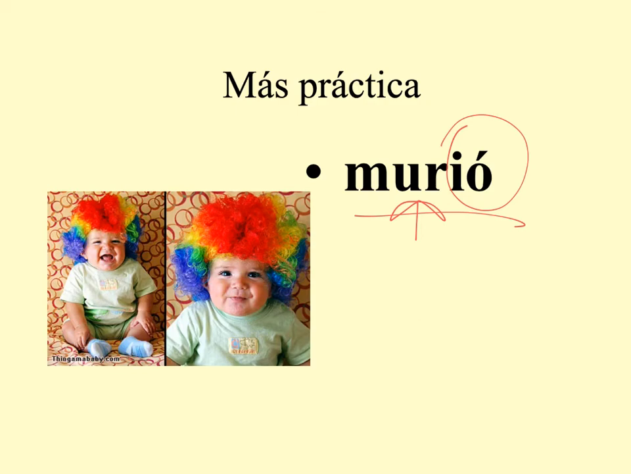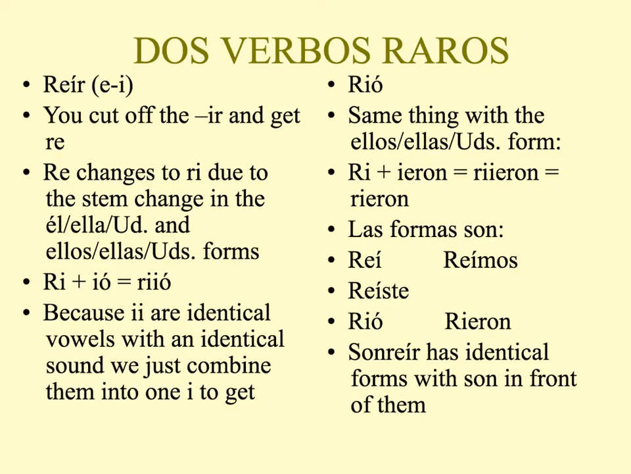Murió. Okay? Now, we need to talk about reír and sonreír. Okay? Reír is a little bit weird. It is a stem changer, and it is an IR verb. So I cut off the IR, and I get RE, right? My stem change, E to I, does get put in these bottom forms, okay? And then my ending would be IO with an accent. So here's the thing. Because the two I's are identical, okay, they're not just two vowels next to each other, but they're the same vowel with the same sound, we're just going to squish them together to get one letter I.